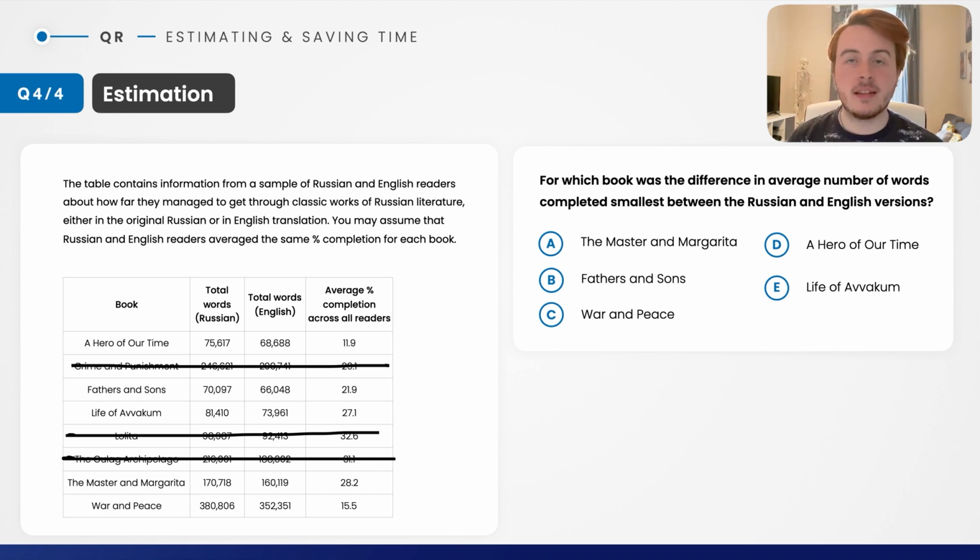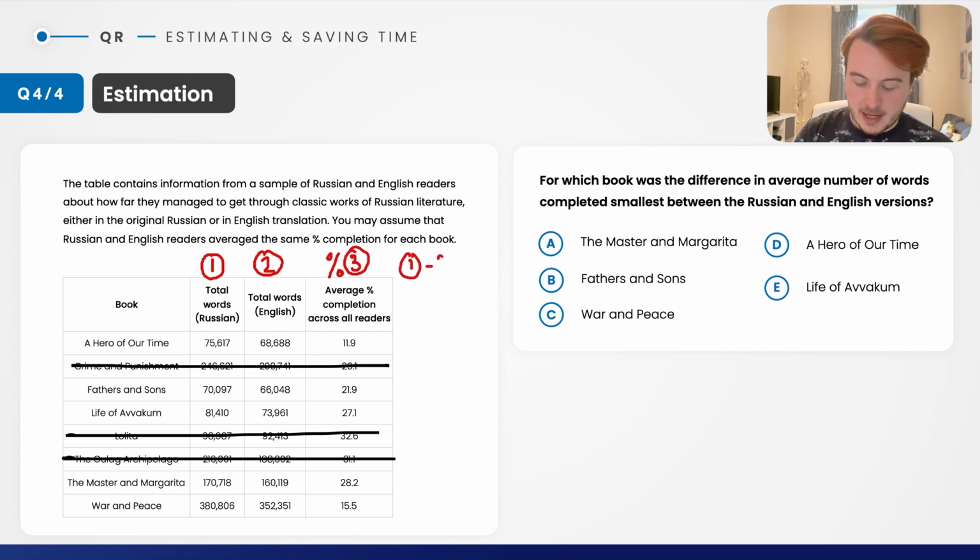So the question is asking us to find the difference between the first 2 columns. So let's just call that column 1 and column 2 for now. And we're going to call this third one the percentage. So column 3. So the overall sum that this question is asking you to do is 1 minus 2, and then you take the percentage of that third column. So in order to do that difference between 1 minus 2, we should be able to estimate those numbers there.